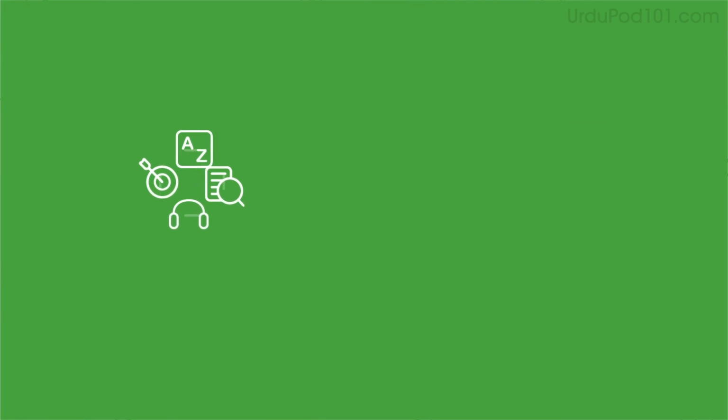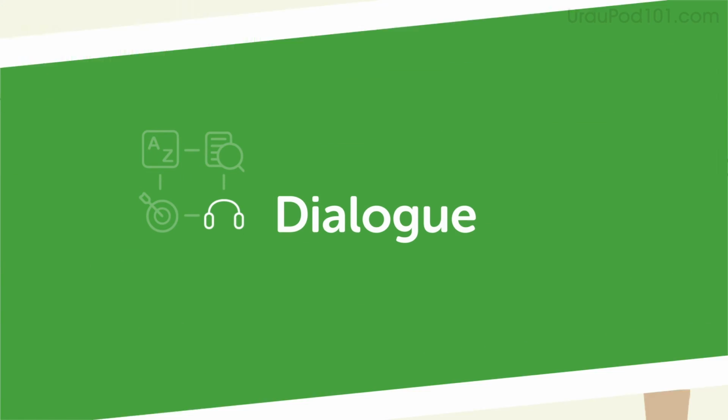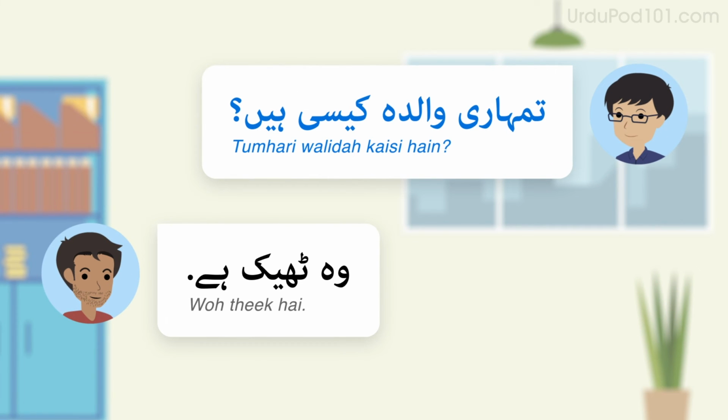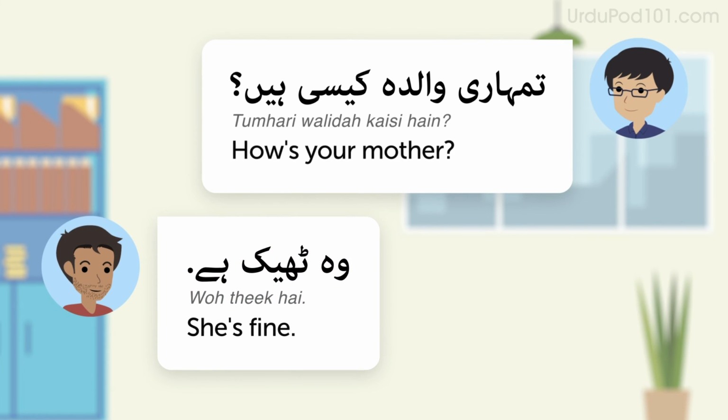Now let's take a look at some conversational phrases. Listen to the dialogue. तुम्हारी वालिदा कैसी हैं? वो ठीक है। Once more with the English translation. तुम्हारी वालिदा कैसी हैं? How's your mother? वो ठीक है। She's fine.